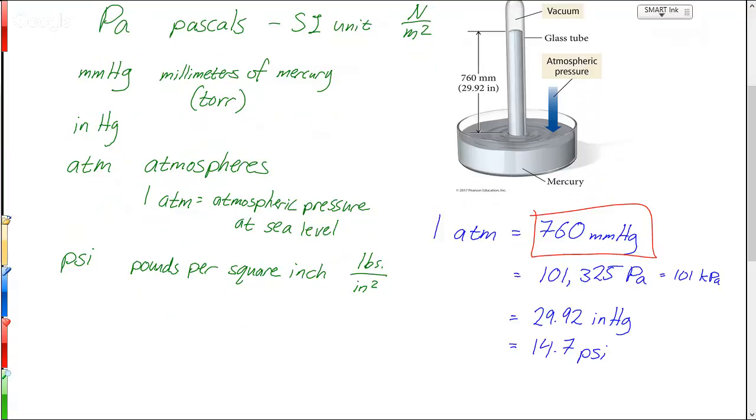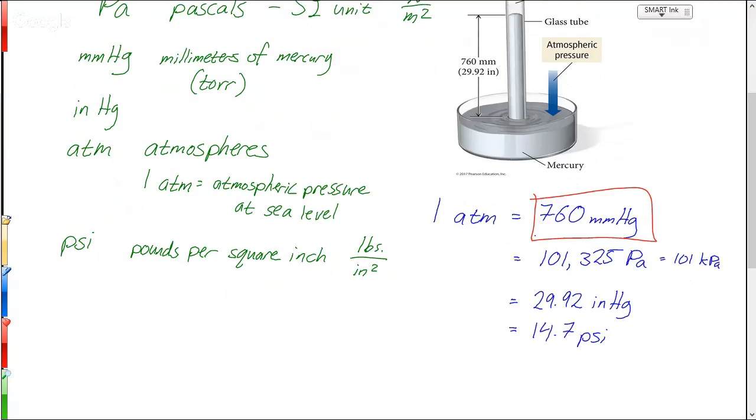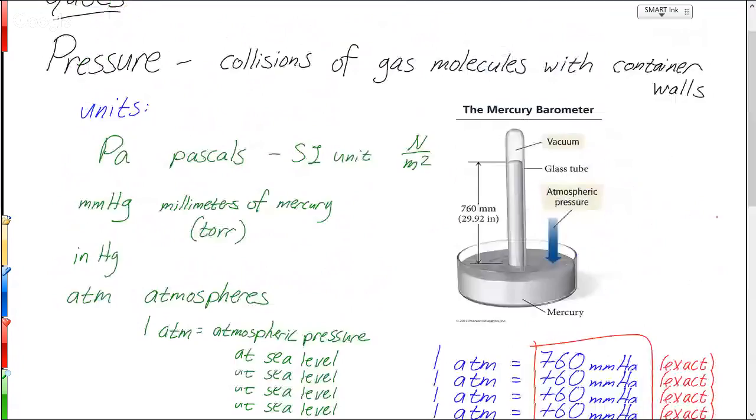The millimeter of mercury is actually an exact unit. It's defined as 760 millimeters of mercury per atmosphere. So that's not 2 or 3 significant figures, that's infinite significant figures for the 760. All the other ones are measured numbers, so you'd have to look them up for however many significant figures. That one is exact. All right, so that's pressure measurements.